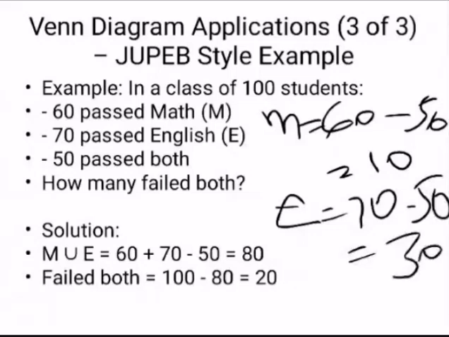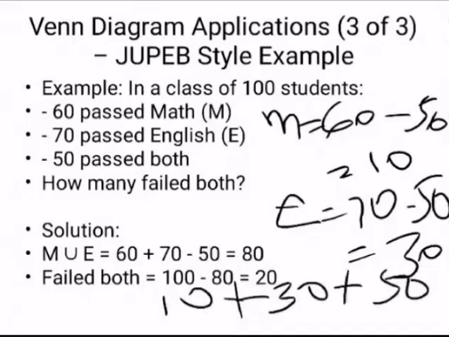To find those that passed at least one subject, that's going to be 10 plus 30 plus 50, that's 80. The other way we could have solved it is 60 plus 70 minus 50, which is basically the same thing.